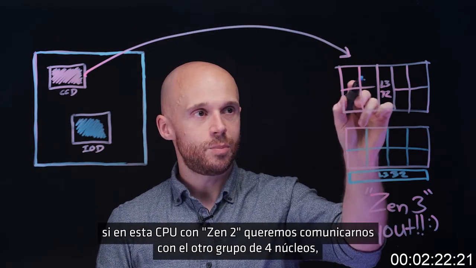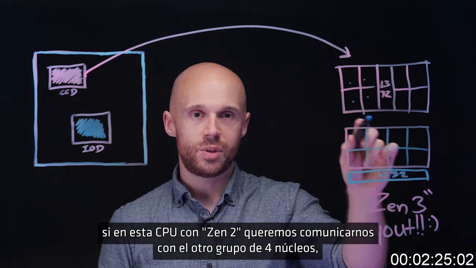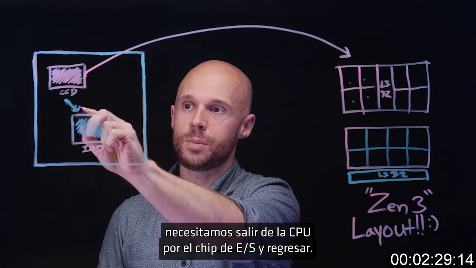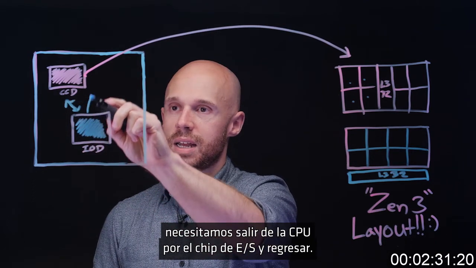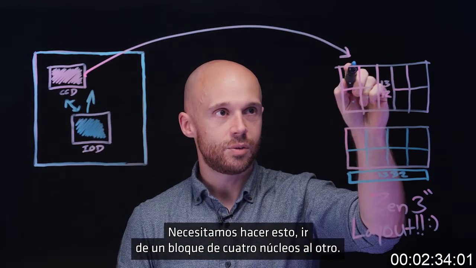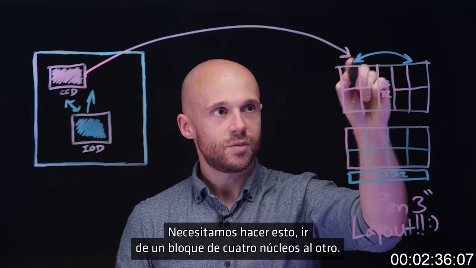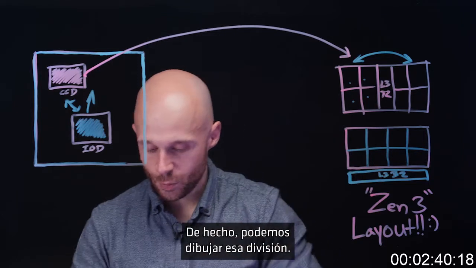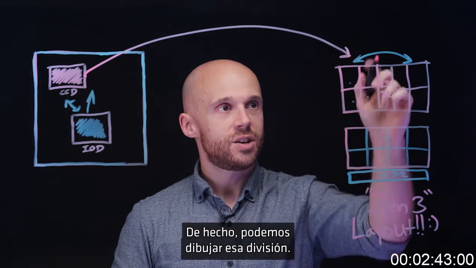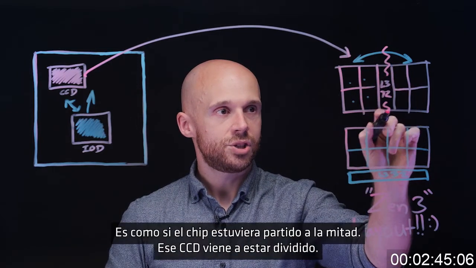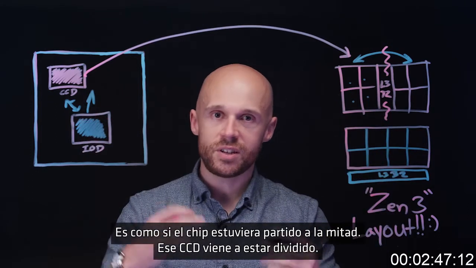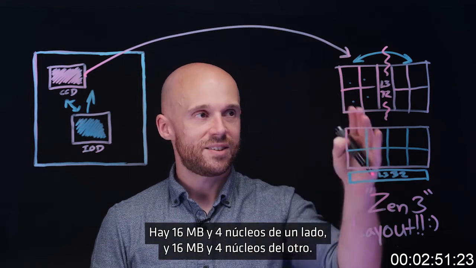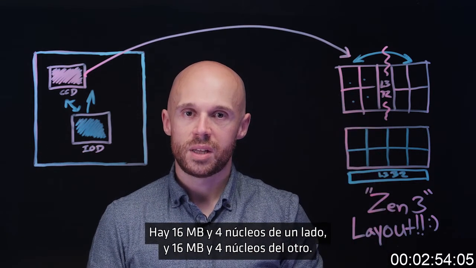If on this CPU with Zen 2, you want to talk to the other group of 4 cores, you have to leave the CPU through the I/O die and come back up, right? You have to go back and forth between the 4 cores. And the same is true with cache. In fact, we can show you the division just by drawing it. The chip is kind of cut in half. That CCD is somewhat cut in half. You've got 16 megs with 4 cores on one side and 16 megs with 4 cores on the other side.